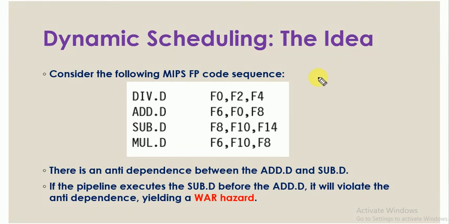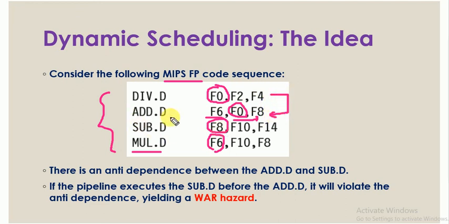So now let us consider one more example. Here you can see four instructions, taken from a MIPS FP code sequence. A division operation, F2 divided by F4, and the result goes to F0. Then an add operation takes F0 again, adds it with F8, and the result is stored in F6. Then a subtract operation, F10 minus F14, and the result is stored in F8. Then a multiplication operation, where F10 is multiplied with F8, and the result is stored in F6. Here you can see that these two are data dependent, because add.d requires the data from div.d. So add.d needs to wait until the result of div.d is produced. So this is data dependent.